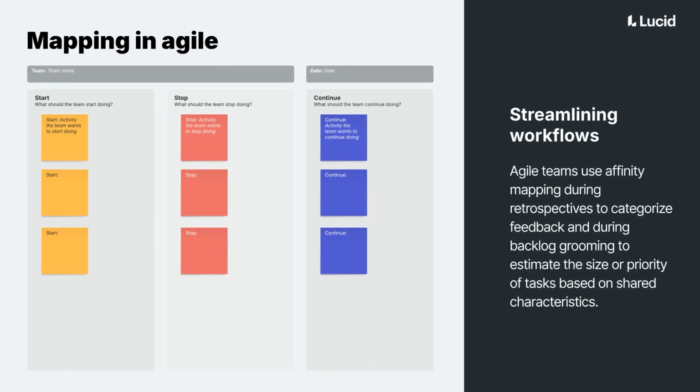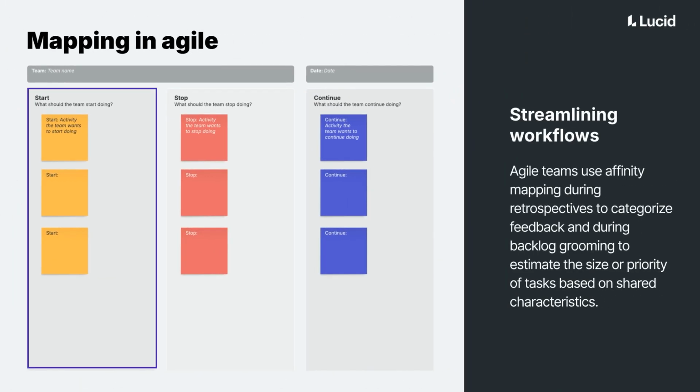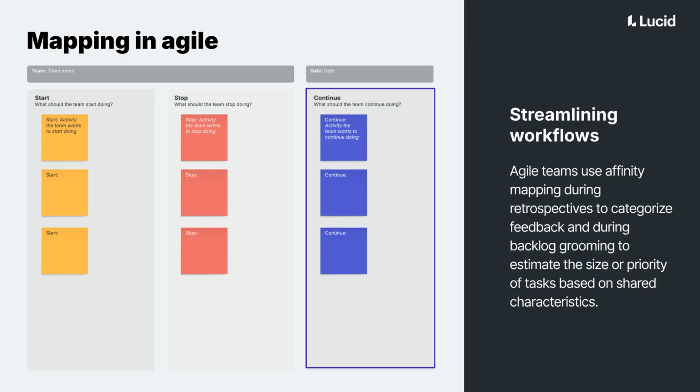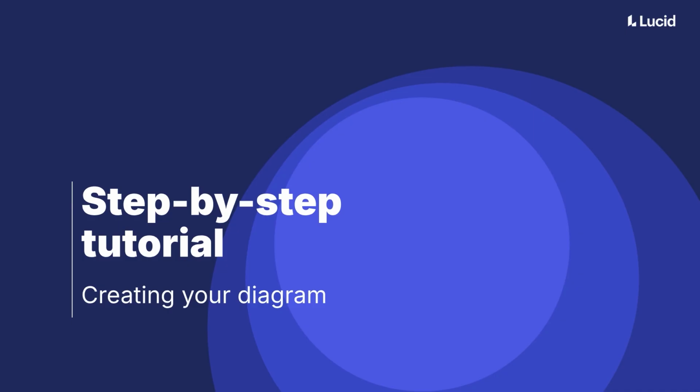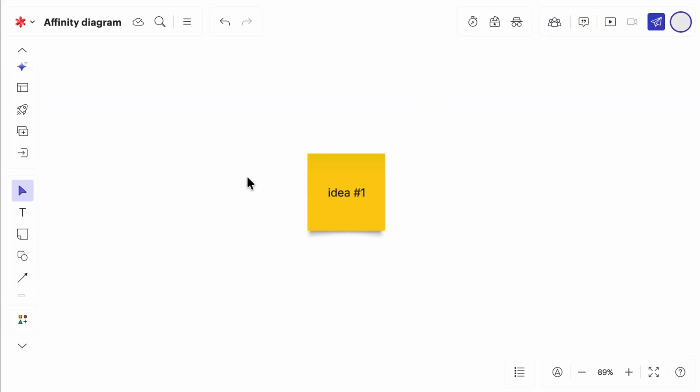How do you go about using affinity mapping in Agile? Agile teams use it to organize retrospective feedback and to group user stories during backlog grooming to identify priorities. Now that we understand the value of this tool, let's walk through a step-by-step tutorial on how to create an affinity diagram using the intelligent features in Lucid.